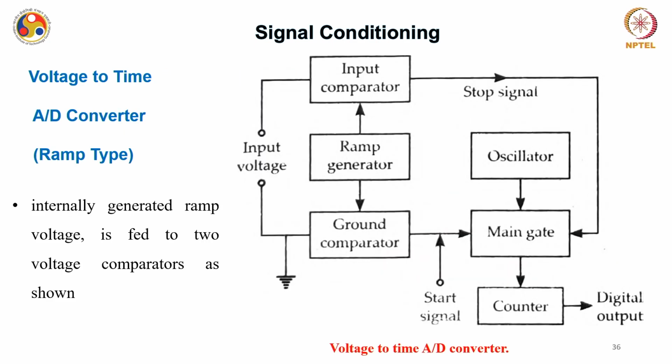Now this is a typical voltage to time AD converter. You can see that I have a ramp generator and the output from it is going into two different comparators. I am calling this the ground comparator, or sometimes I am also calling it the first comparator. Okay.